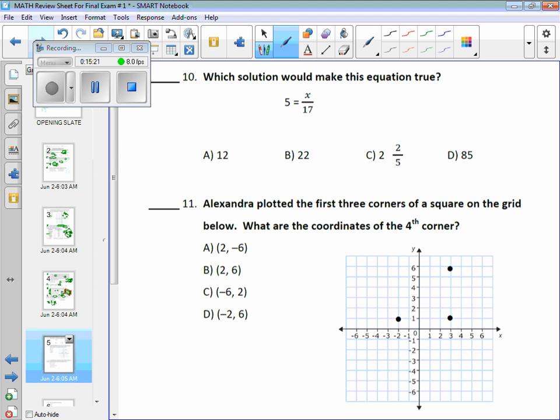Railroad tracks, to make it simple, hopefully. Opposite of divide by 17. Cancel, cancel. And then 5 times 17 is going to be 85D.